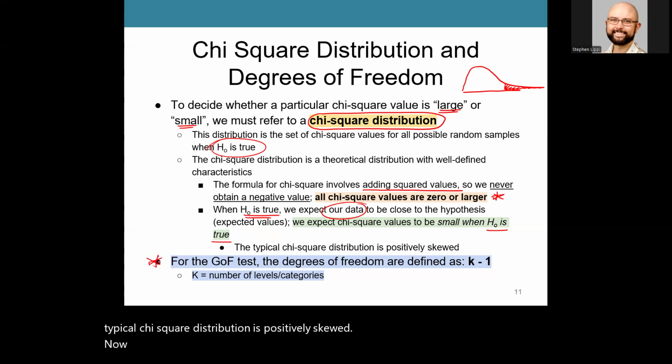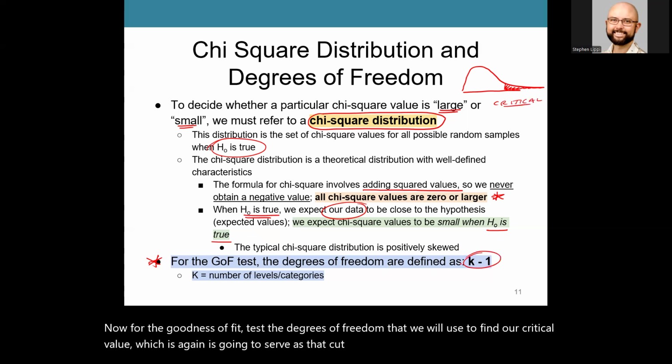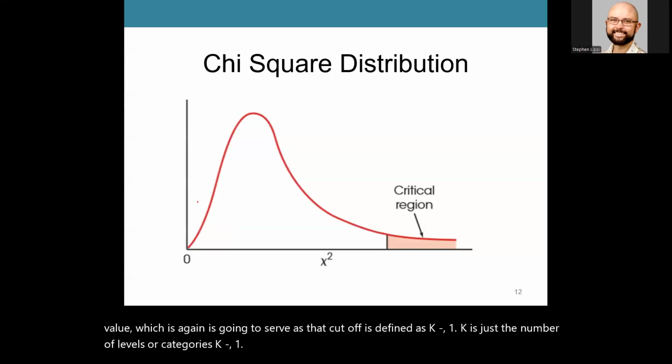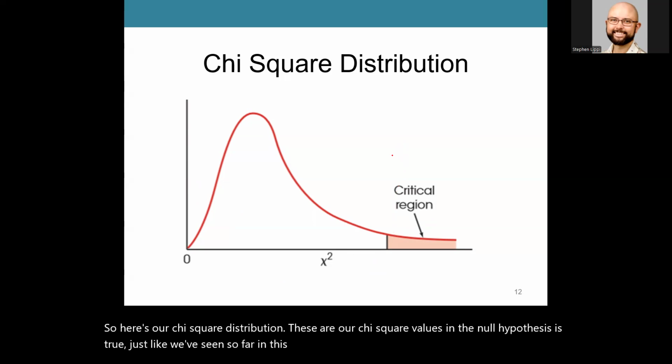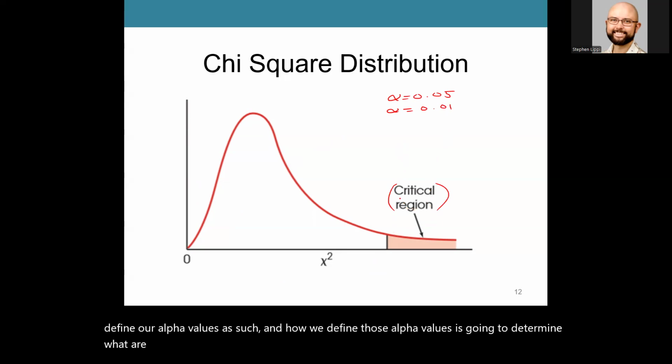Now, for the goodness of fit test, the degrees of freedom that we will use to find our critical value, which is going to serve as that cutoff, is defined as K minus 1. K is just the number of levels or categories. So here's our chi-square distribution. These are our chi-square values when the null hypothesis is true. Just like we've seen so far this semester in doing different parametric tests, we can define our alpha values as such. And how we define those alpha values is going to determine what our critical value will be.